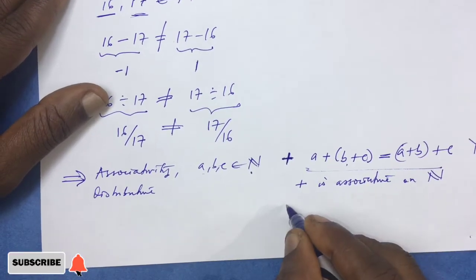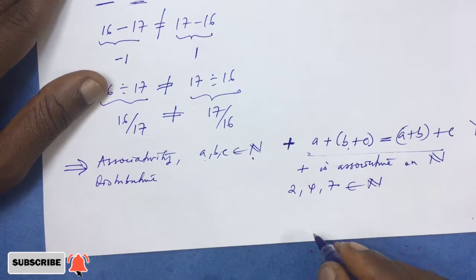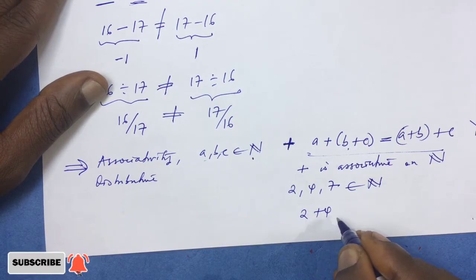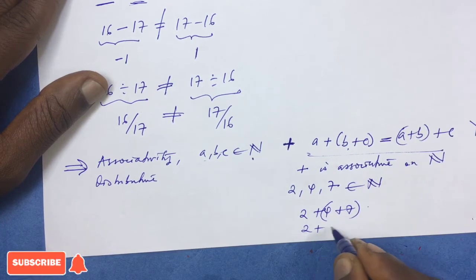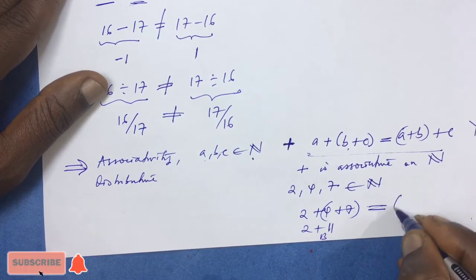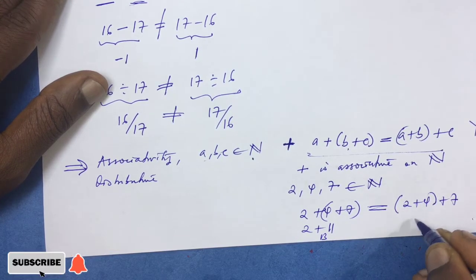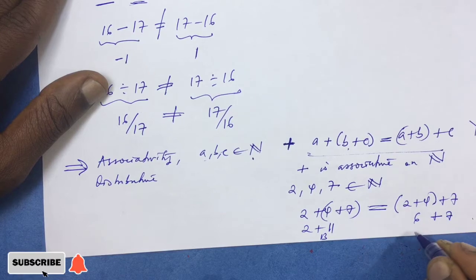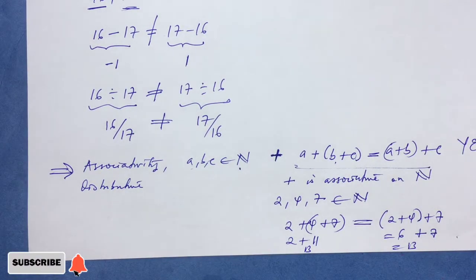Okay, so if you pick 3 numbers 2, 4, and 7 that are members of N, notice what is happening. 2 plus (4 plus 7) will give you 2 plus 11, which is 13. Okay, now on the other hand, is the result equal to (2 plus 4) plus 7? You will notice that 2 plus 4 gives 6, and 6 plus 7 gives you 13. So the results are the same. And what does that tell you? It tells you that addition is associative.